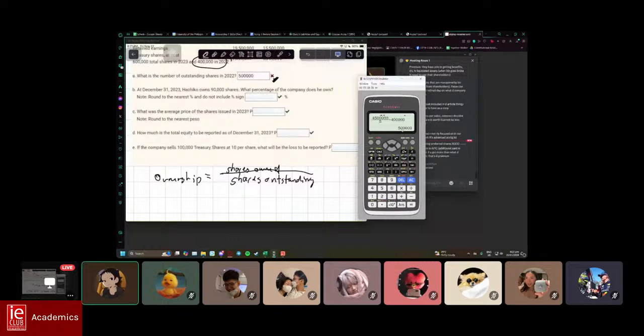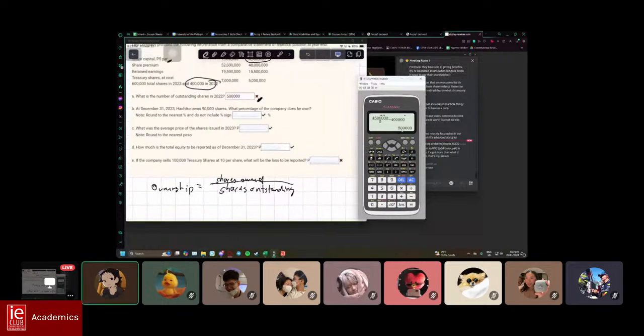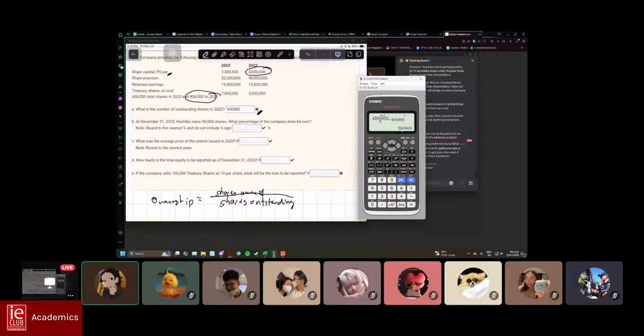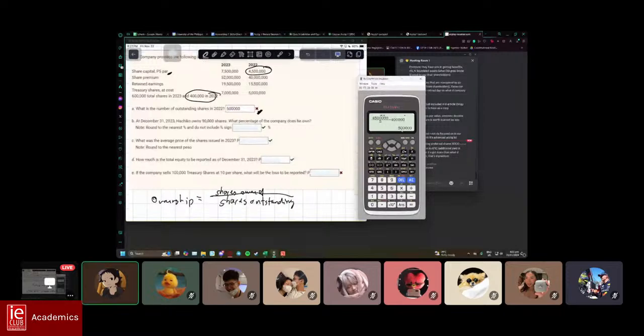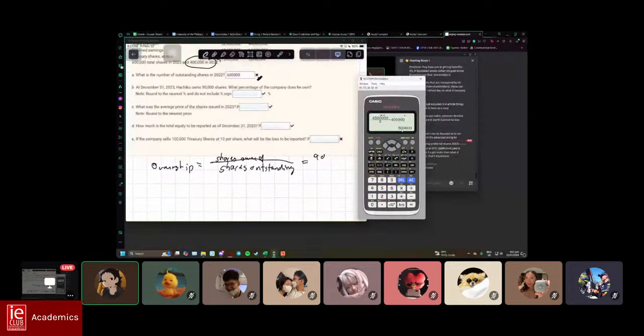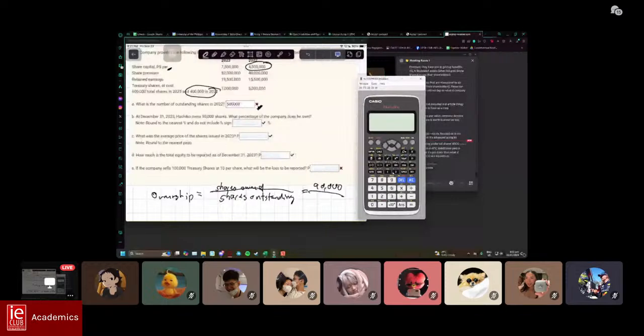Okay, so treasury shares aren't counted in the ownership counting because no one really owns them. Even if it's inside the company, or actually especially because it's inside the company. And remember that a corporation acts as its own economic entity. So treasury shares are owned by the corporation as an entity and not any person, not the owners, not the CEO or whatever. So treasury shares or non-outstanding shares are not counted for ownership. So what we're going to do is 90,000 shares over the outstanding for 2023. So we need to calculate that now also. So let's find the outstanding.